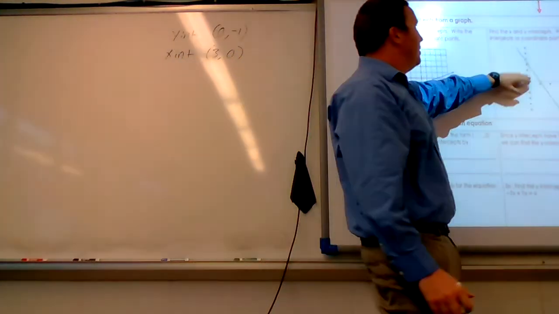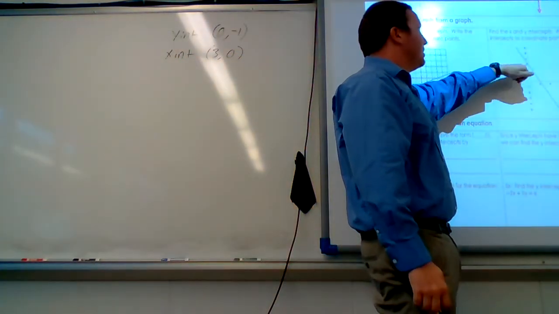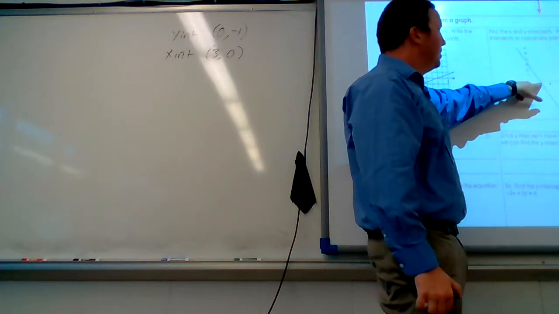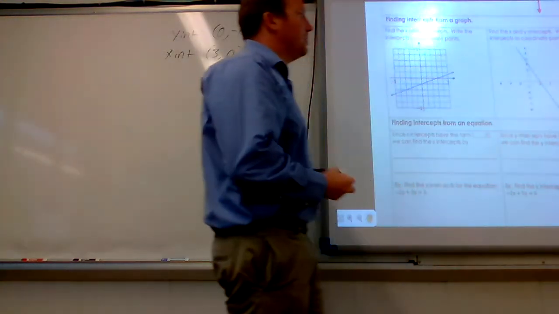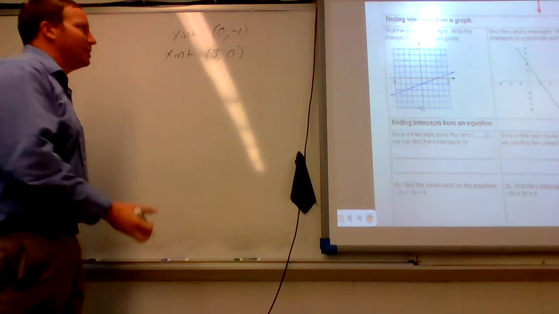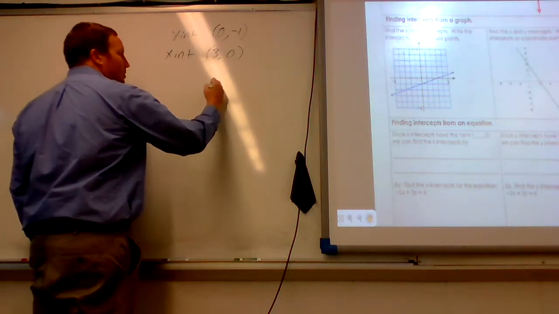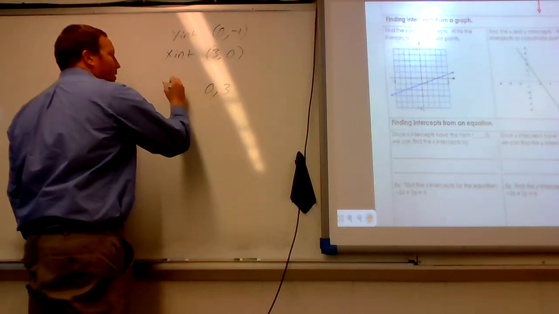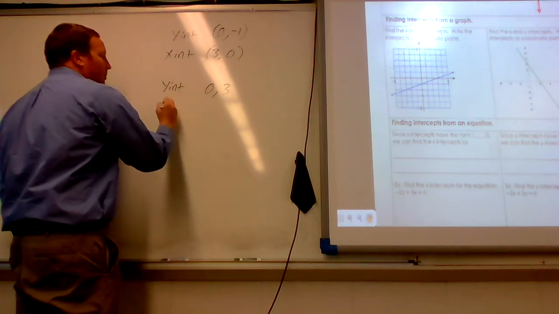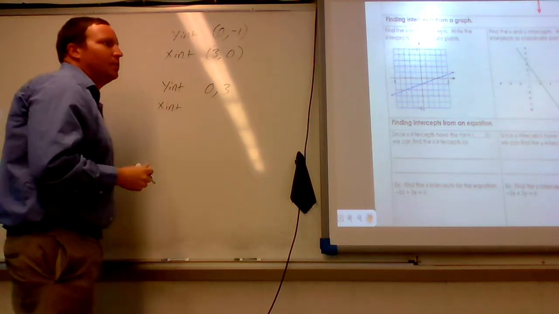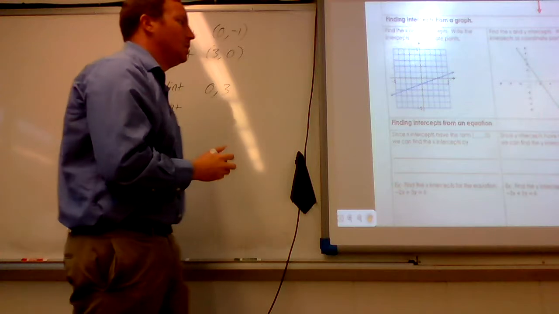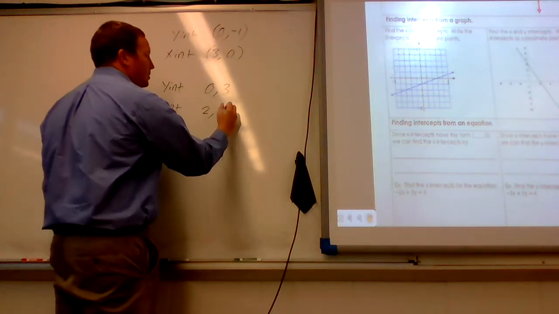Again, our second one, find the x and y intercepts, write the intercepts as coordinate points. So our y-intercept in this case for our second one is at 3. So 0, 3 for our y-intercept. For our x-intercept, we are at 2, 0.